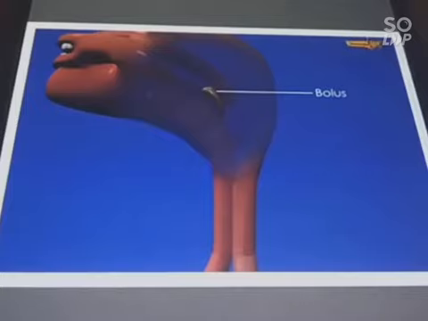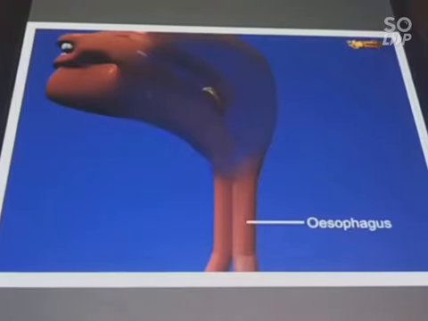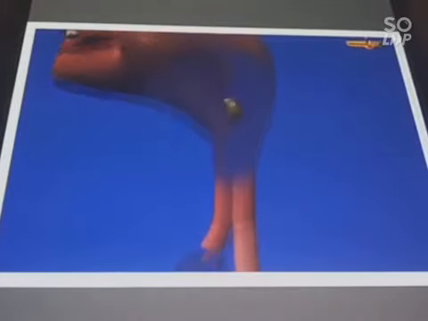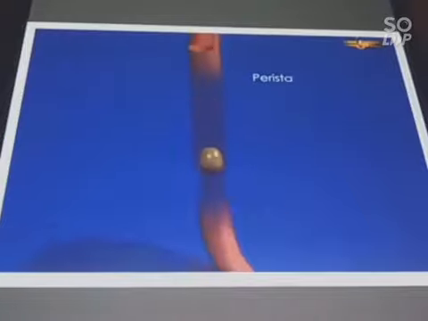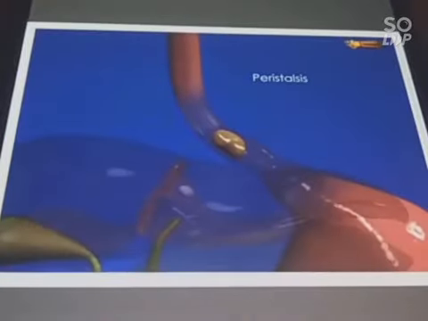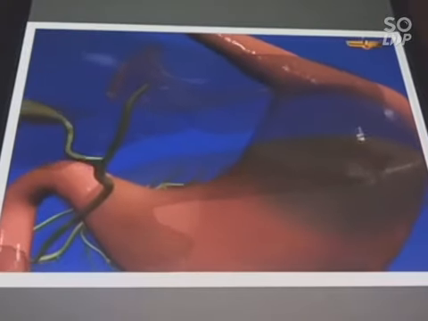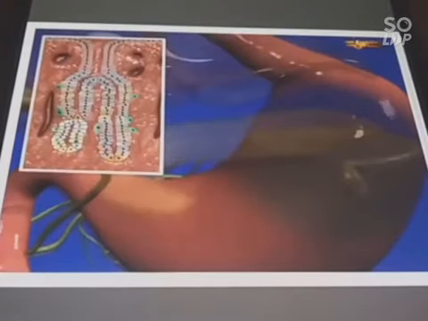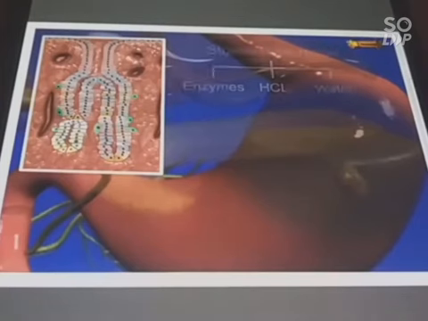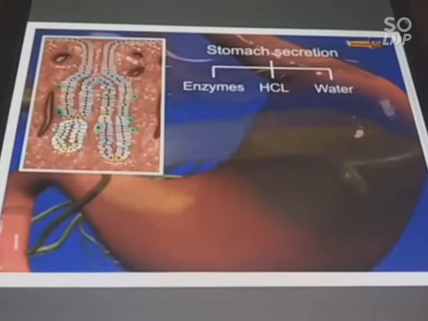The bolus then passes into the pharynx and then into the esophagus by swallowing. The bolus passes down through the esophagus by wave of contractions called peristalsis. The bolus now enters the stomach. The walls of the stomach have gastric glands which secrete enzymes, HCl and water. The various secretions by stomach cells chemically digest the bolus.